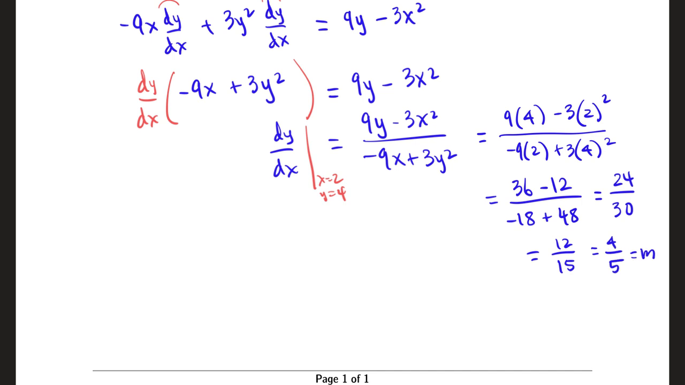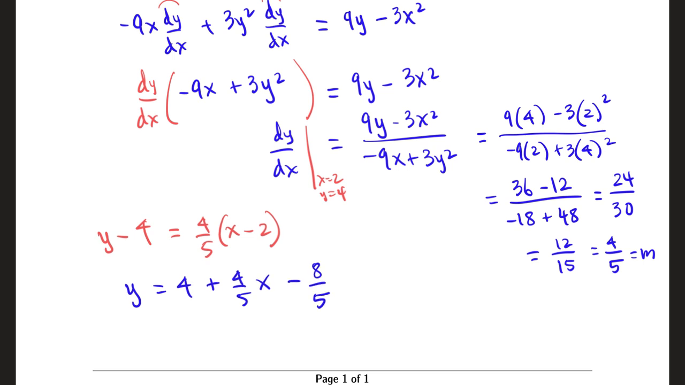The equation of the tangent line is y minus y naught equals m, which is 4 over 5, times x minus x naught. This is y equals 4 plus 4/5 x minus 8/5. We can simplify this further. This is y equals 4/5 x plus 12/5.